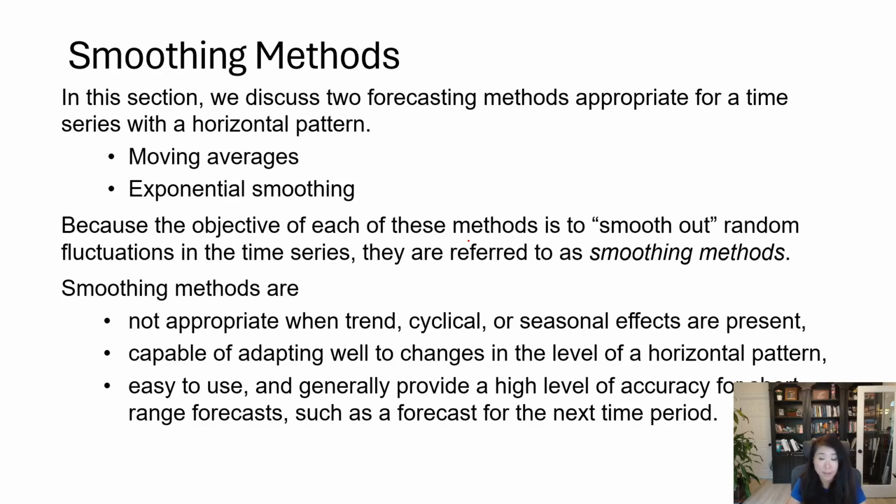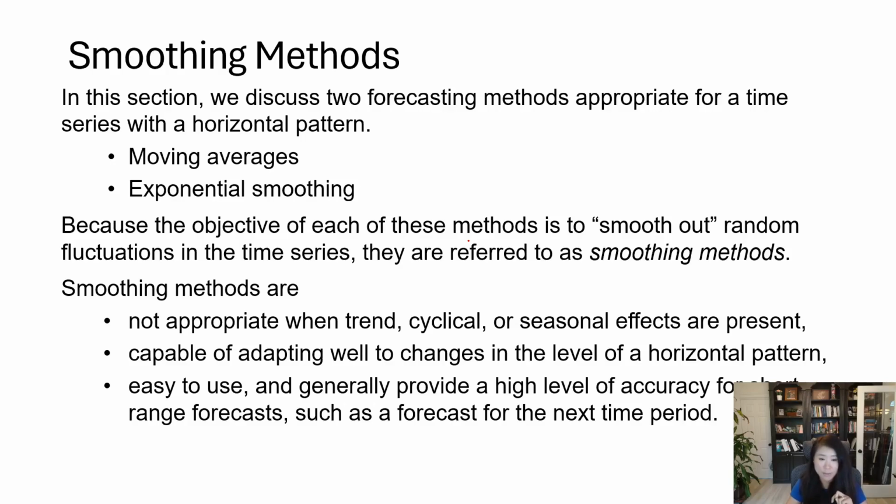Also, in my economic forecasting class, we explore other smoothing techniques that allow you to incorporate some kind of seasonality. But the two we are learning here cannot be applied to a time series that has a trend and a cyclical or seasonal effect. The smoothing methods are capable of adapting well to changes in the level of the horizontal pattern. So it's perfectly fine for the horizontal pattern, and if you also see a shift in the level of your horizontal pattern, it's totally fine too. These two methods are easy to use and generally provide a high level of accuracy for short range forecasts.